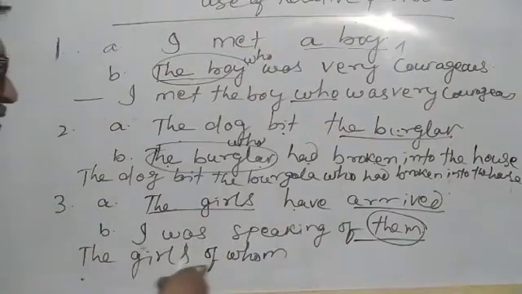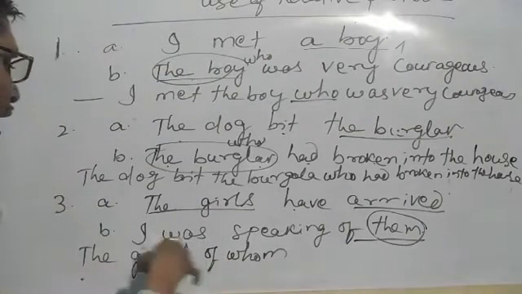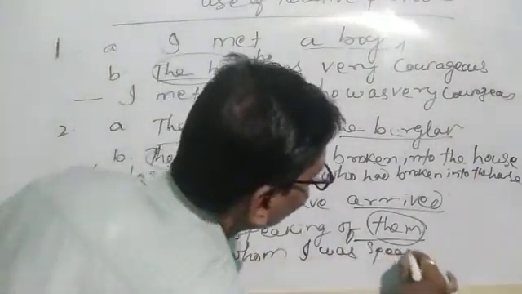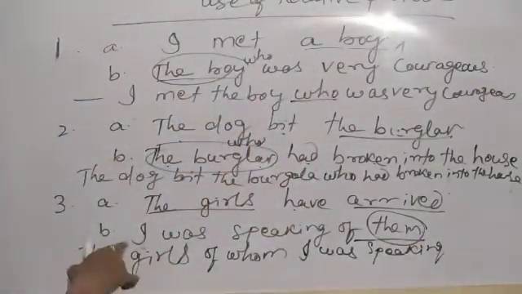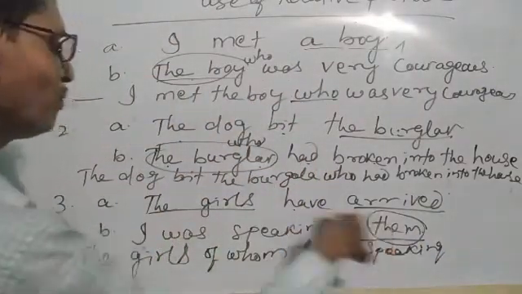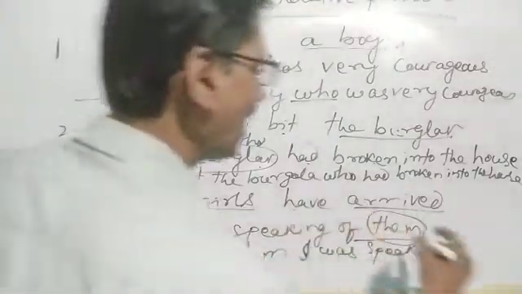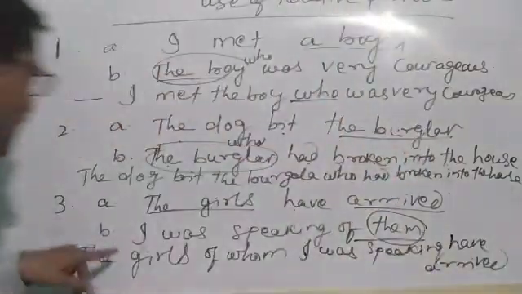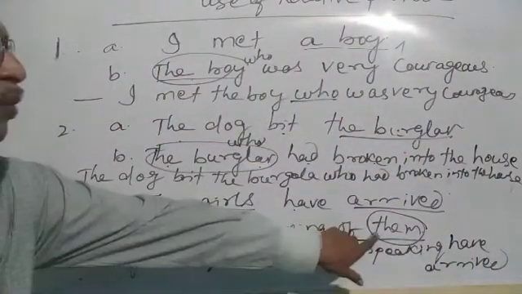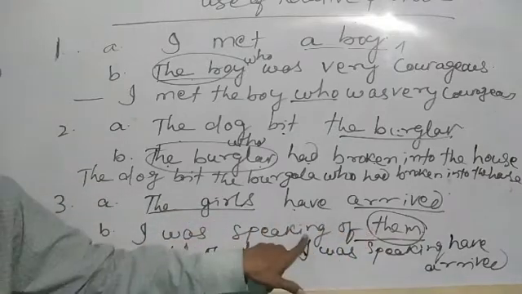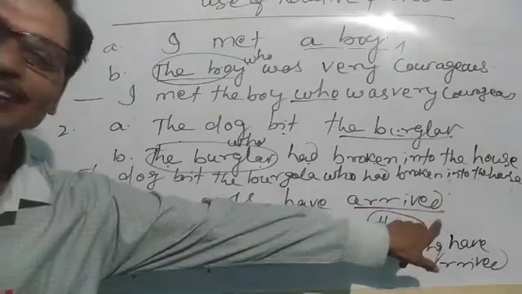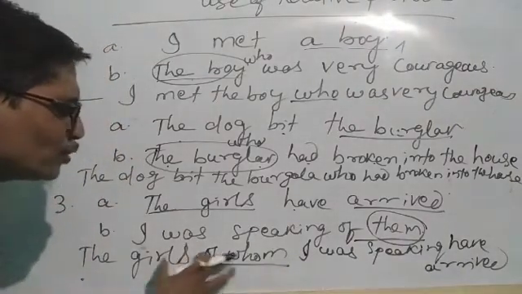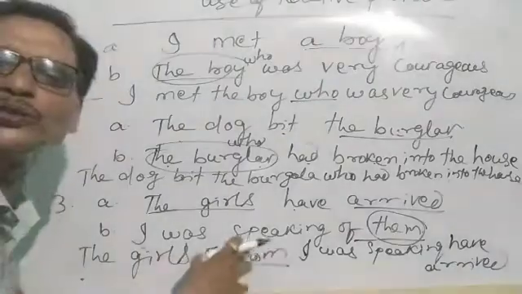Okay, the girls of whom I was speaking have arrived. The girls of whom I was speaking have arrived. Understand? So here we have used of whom, because of is used before this relative pronoun, therefore we have used whom.